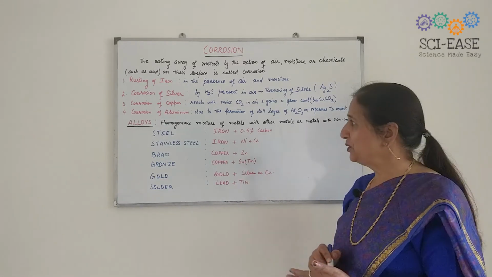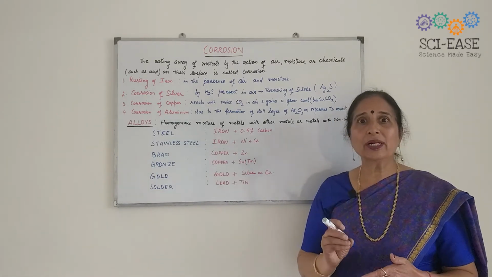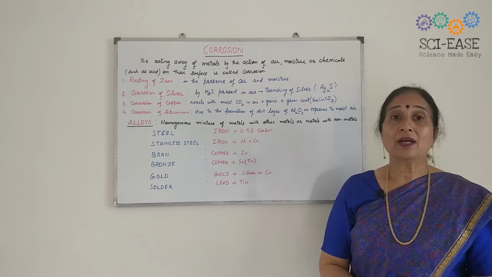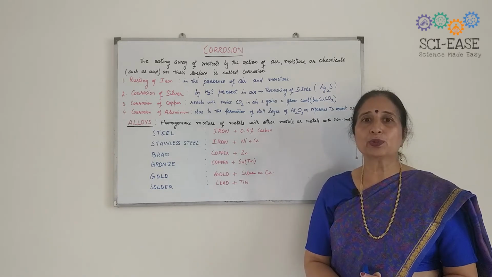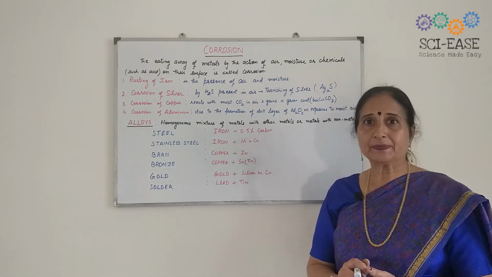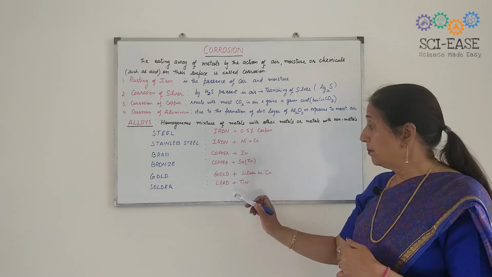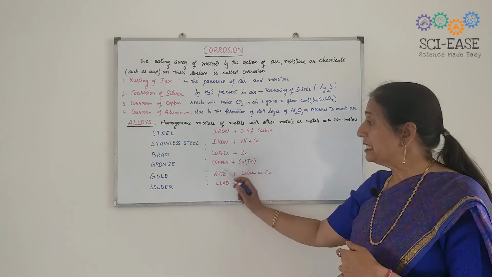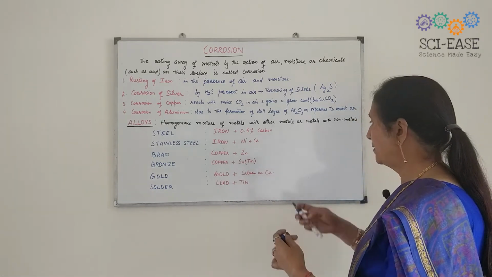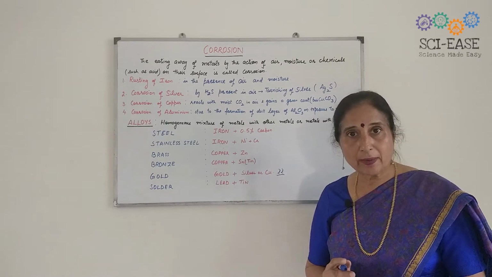Now I want to tell you about the alloy of gold. Pure gold is 24 carats. These are the units. 24 carat gold can't be used for making ornaments. That is very soft. So a small amount of silver or copper is added to gold to make it 22 carat. 22 carat gold is used for making ornaments.